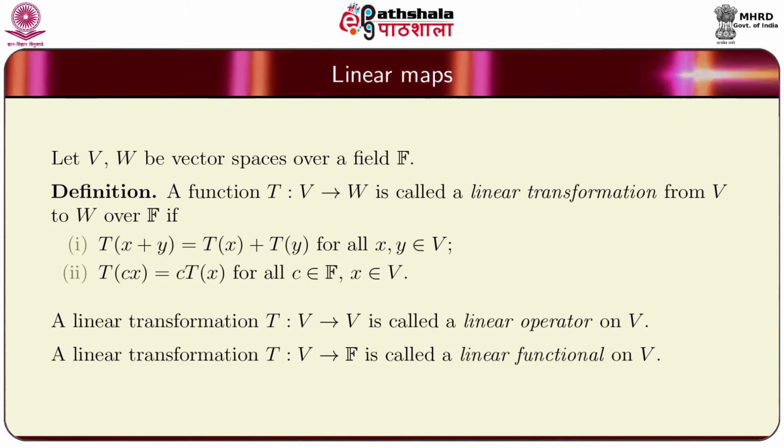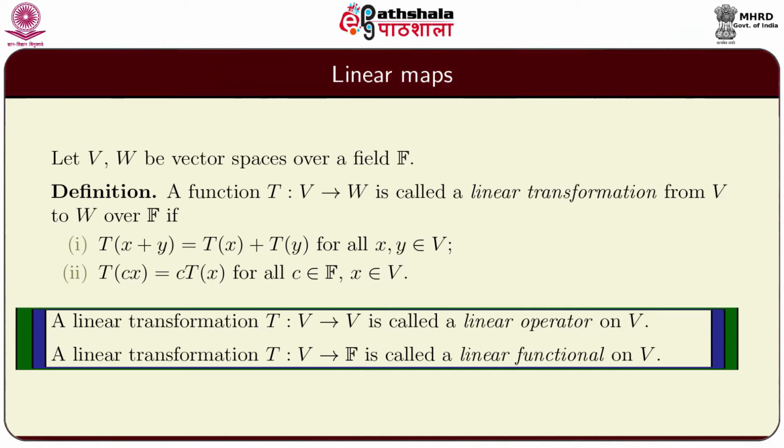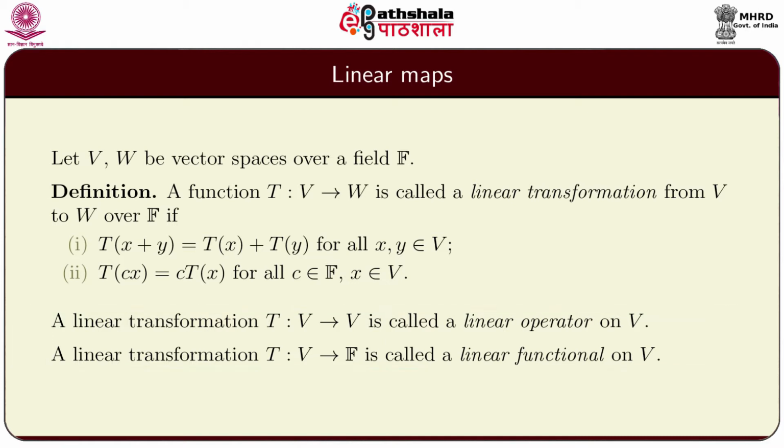When T is a linear transformation from V to itself, that means when W is equal to V, then it is also called a linear operator on V, and when W is the base field F, that is T is a linear transformation from V to F, then it is called a linear functional on V. We know that the field F is a vector space over itself.